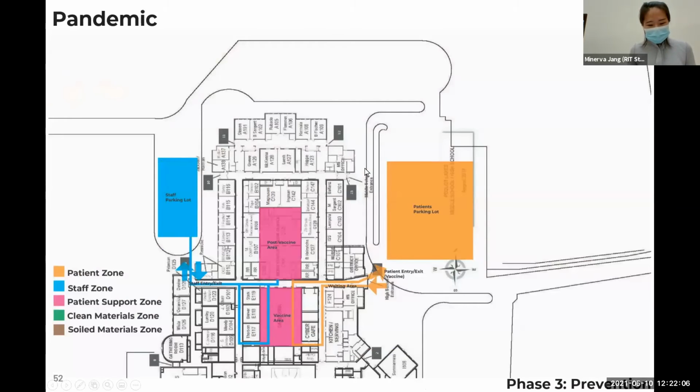Phase 3 is the aftermath, dealing with vaccines. The vaccine area is going to be installed in the cafeteria, and post-vaccine is going to be in the media center. For the COVID-19 case, patients need to wait for their reaction after they get vaccinated. So patients are going to stay about 15 minutes in the post-vaccine area, depending on the virus type. The post-vaccine area can be used or not.